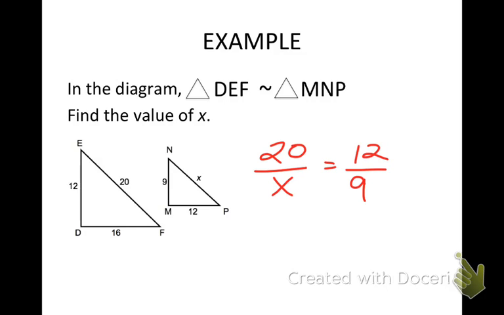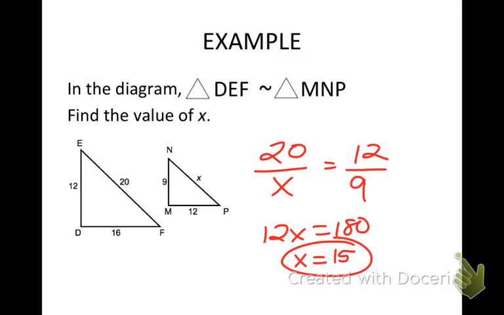Okay, so make sure if you're working left to right that you go left to right on the other one. Would it have been incorrect to also do 16 over 12? No, I could have done that too. Can we solve that proportion? Yeah, do some cross multiplying. So 12x is equal to 180. So that gets us, what? Divide by 12, 15. x is 15.